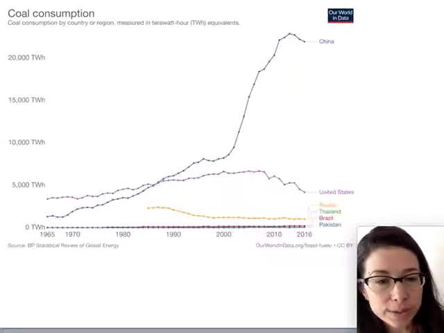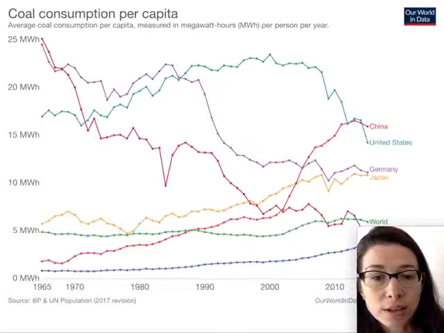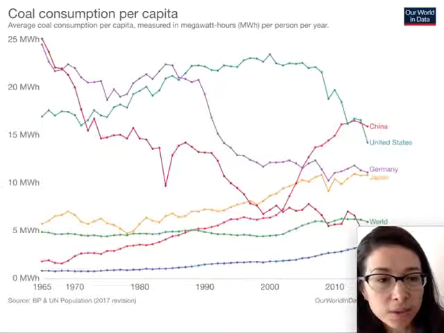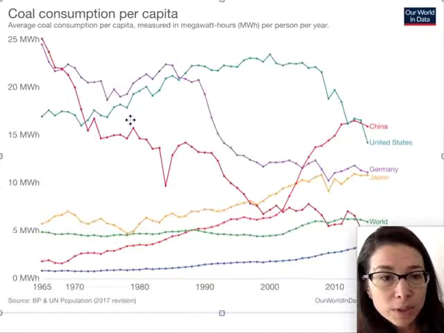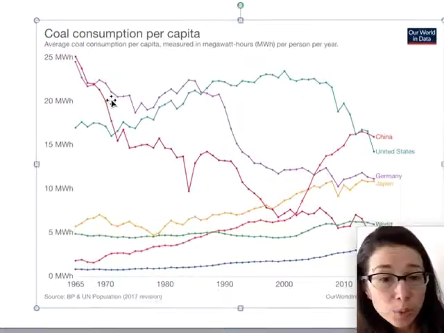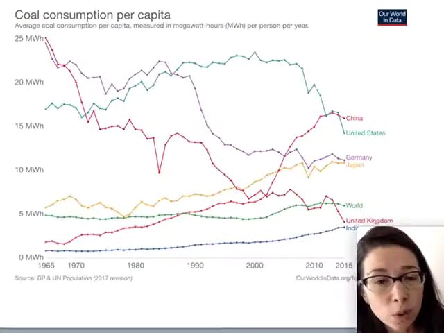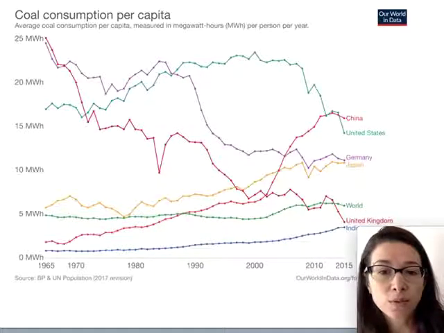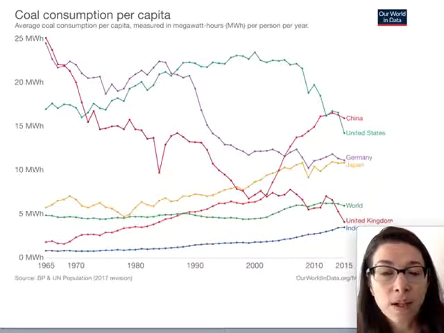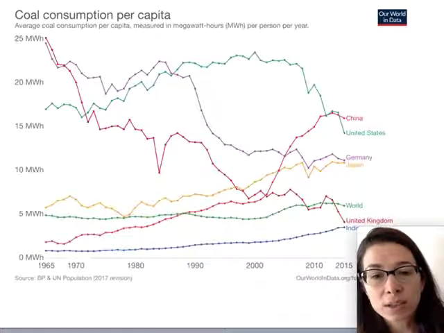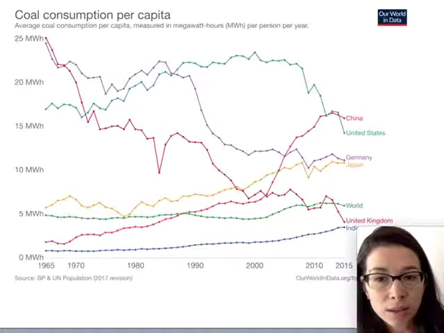Okay, so that's coal consumption per country, and then let's look at it per person. What's nice about this graph is that they give you, in the green line, the average per person for the whole world. The green line is the per person use of coal all over the world. And of course, not all of the world is as developed as the United States, or other modern countries such as Japan and Germany. So in these areas, electricity access is really high.